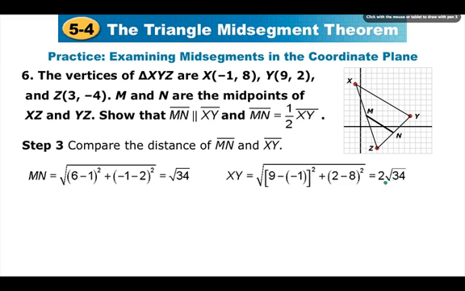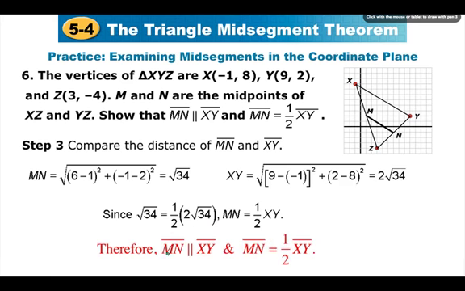Once you simplify the radical, there's a perfect square of 4. And then at this point, you know that 2 radical 34 is equal to radical 34 if you multiply it times a half, which is what we have here. So this is why MN is parallel to XY, and also MN is equal to half of XY. We are done with number 6.